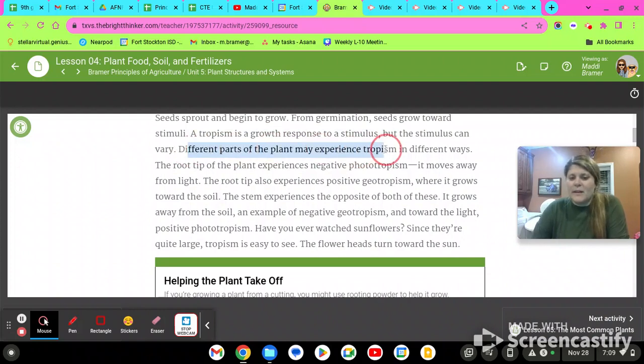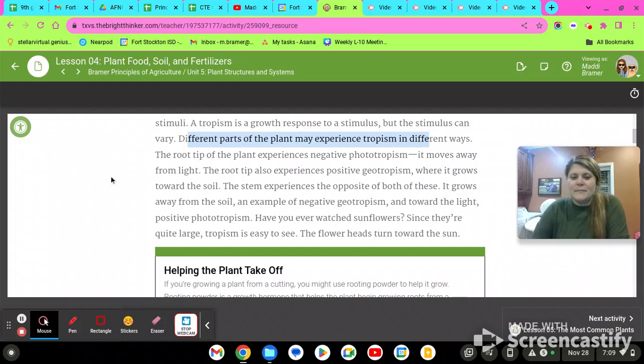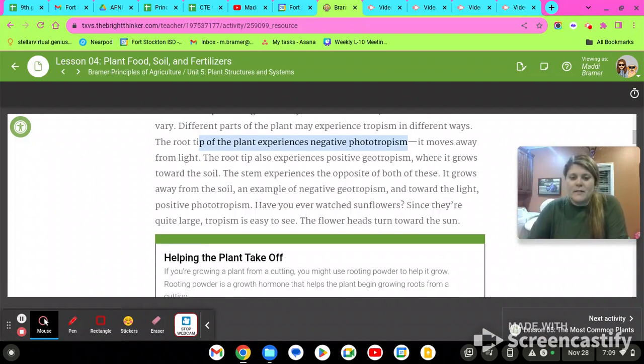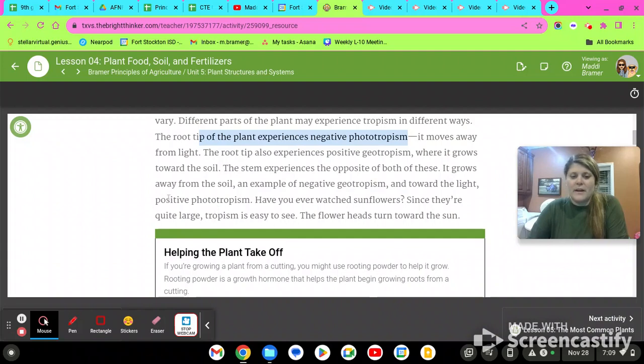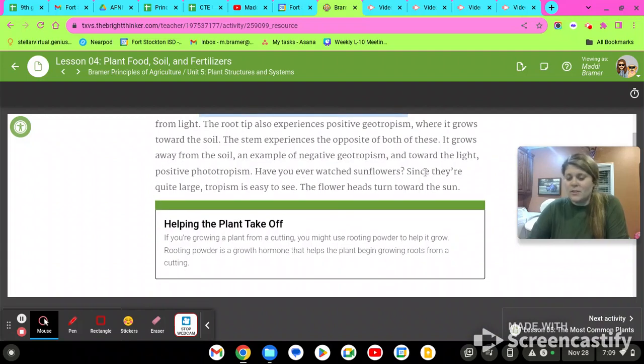Different parts of the plant may experience tropism in different ways. The root tip of the plant experiences negative phototropism, so it moves away from light. That's why it's down under the soil. Stem experiences the opposite of both of these. It grows away from the soil and towards the light.